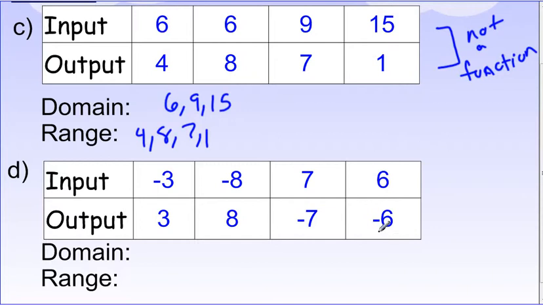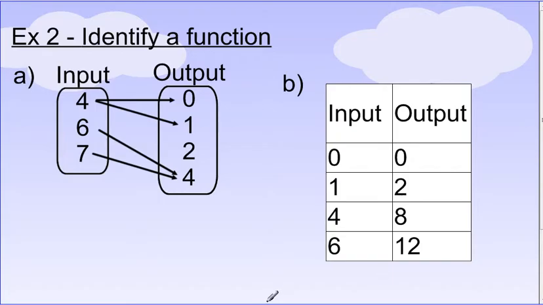But letter D is a function. Domain is negative 3, negative 8, 7, and 6. Those are the inputs. The outputs would be the 3, 8, negative 7, negative 6. The outputs are the range. So you plug in the domain, you get back out the range. Now, what makes something a function and not a function? Why is this not a function, but everything else was?